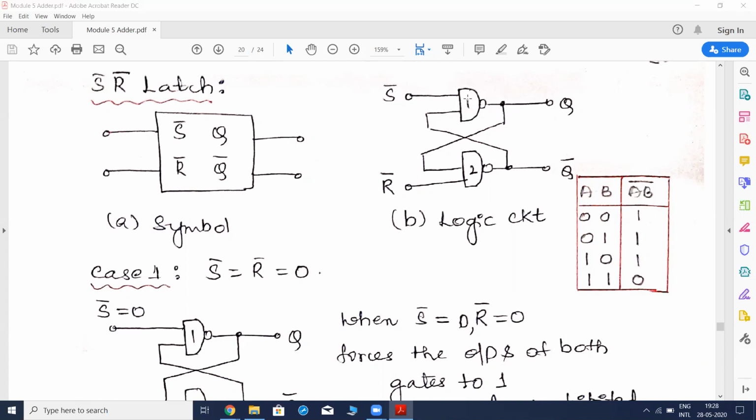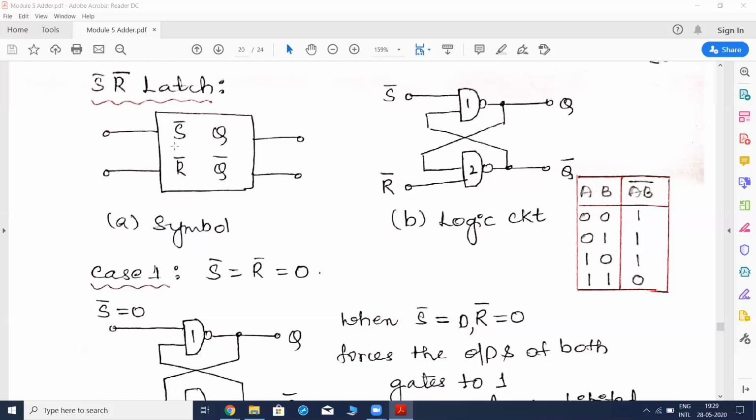For example, for NAND gate 1, we have the input S bar, but the other input is Q bar. This Q bar is one of the outputs. This kind of feedback we are giving over here, and we are getting the output Q. For NAND gate 2, we have the input R bar, and the output Q is fed back over here and we are getting the output Q bar.